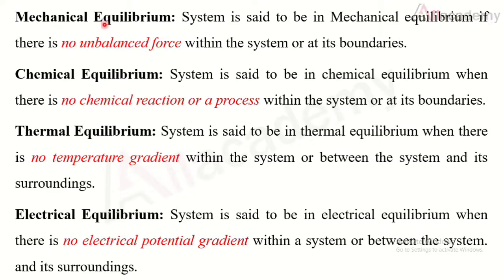So what is this mechanical equilibrium? There must be no unbalanced force. Chemical equilibrium, there must be no chemical reaction or process. Thermal equilibrium, there is no temperature gradient. And electrical equilibrium, there must be no electrical potential gradient.